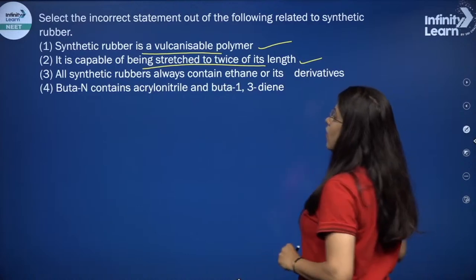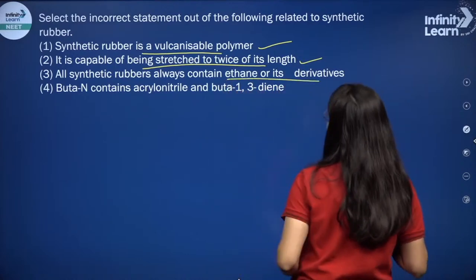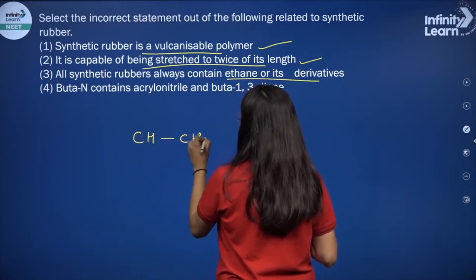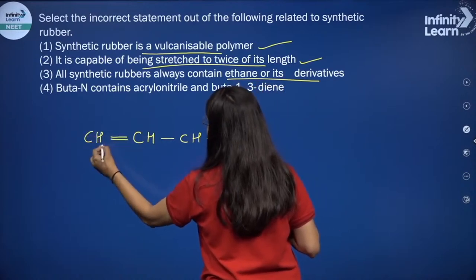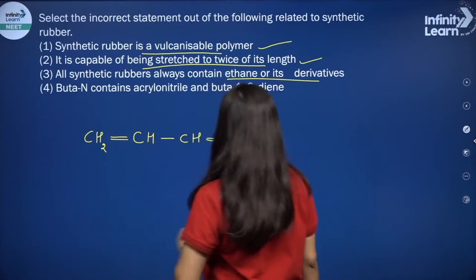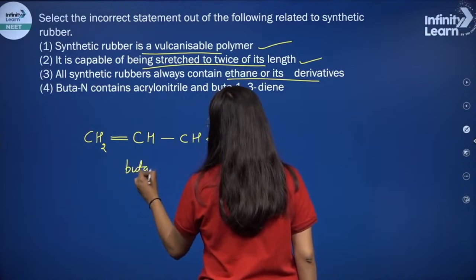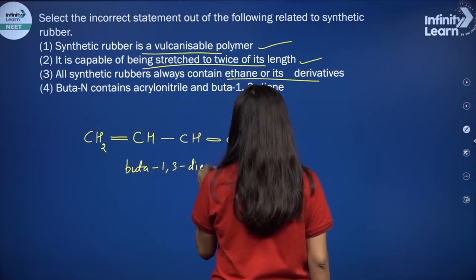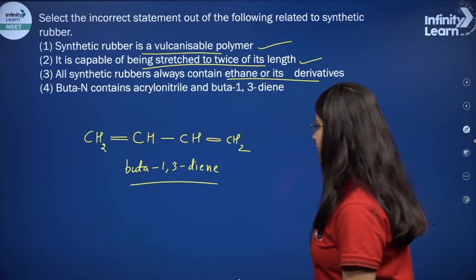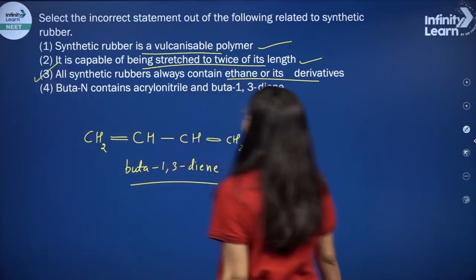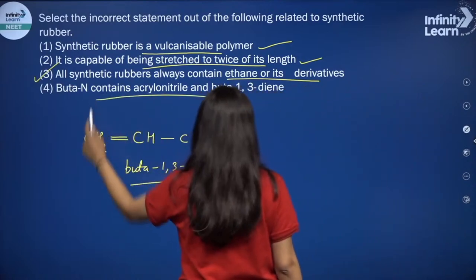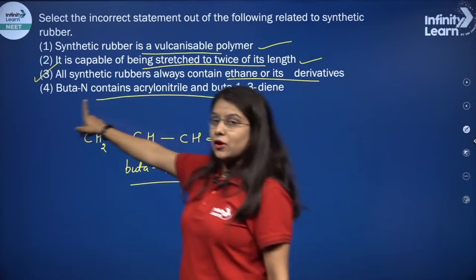This is also correct. All synthetic rubbers always contain ethane or its derivative. No, they actually contain isoprene units, or we can say 1,3-butadiene. So, buta-1,3-diene. Check the number of hydrogens: 1, 2, 3, 4, yeah. This is buta-1,3-diene, the basic unit of synthetic rubber. Buna-N, Buna-S, all these contain buta-1,3-diene. So, this is the incorrect statement. Our answer is: all synthetic rubbers always contain ethane. No, this is the wrong statement. Buna-N contains acrylonitrile and buta-1,3-diene. This is correct, and it is an example of synthetic rubber.